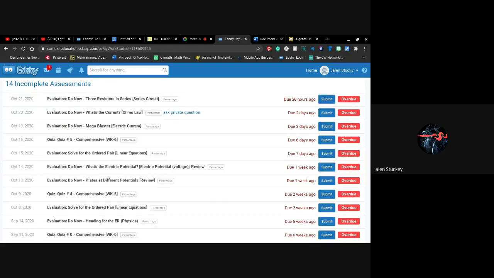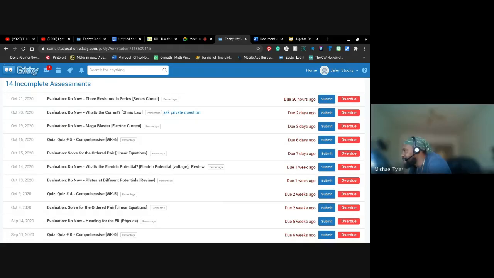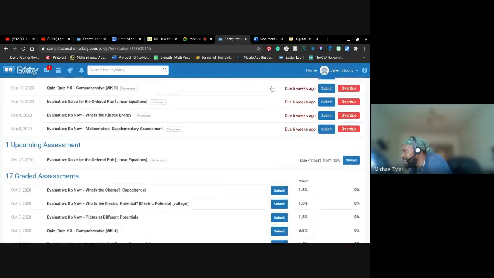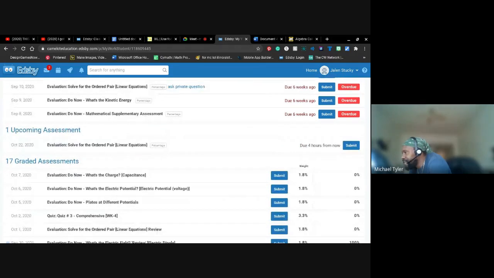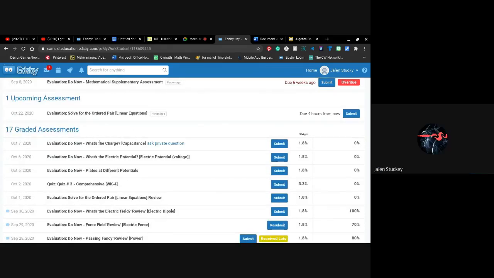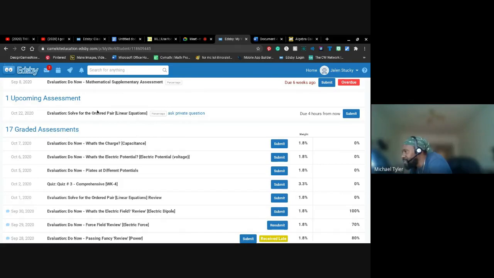Resistors and series. No, that's not today's assignment. Those are incomplete assignments. Go down. It should be something that's due today. So what does it say there? I see it right there. Pending, one upcoming assignment is what? This, right? No, no. It all says for one. That's the meeting for today, right? Yeah. Okay. And it's due when? 4 hours. All right.